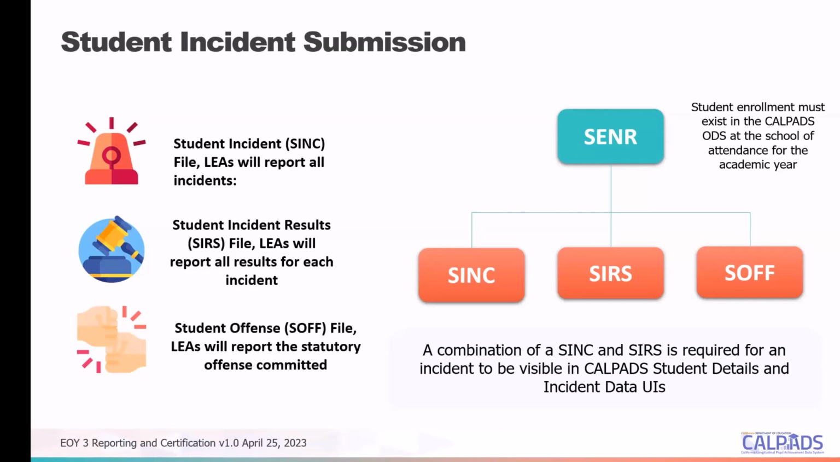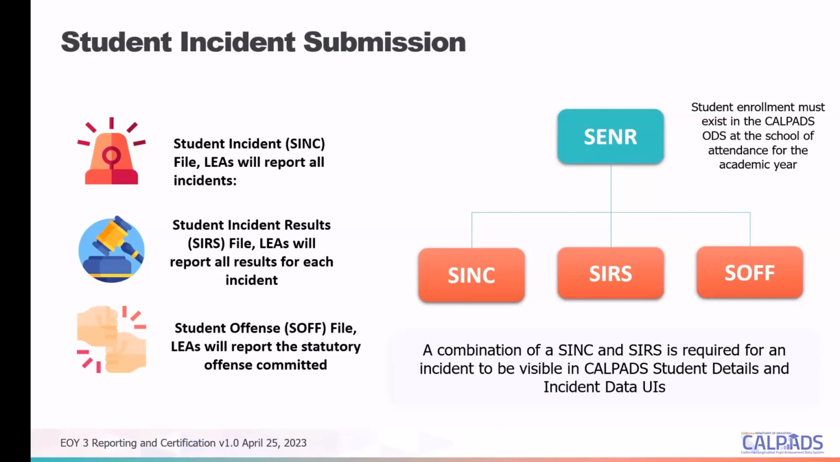You enroll the student with a secondary enrollment. That way, a status record isn't required. The other file types for the student aren't required. And so the student has a secondary enrollment at the summer school. You report the incident like any other incident. Then you close that enrollment. It doesn't have to stay open. It can be a single day enrollment, the day of the incident. That gives you the ownership to report to the student. So you have the SENR record, and then the SINC, the SIRS, and the SOFF, right?